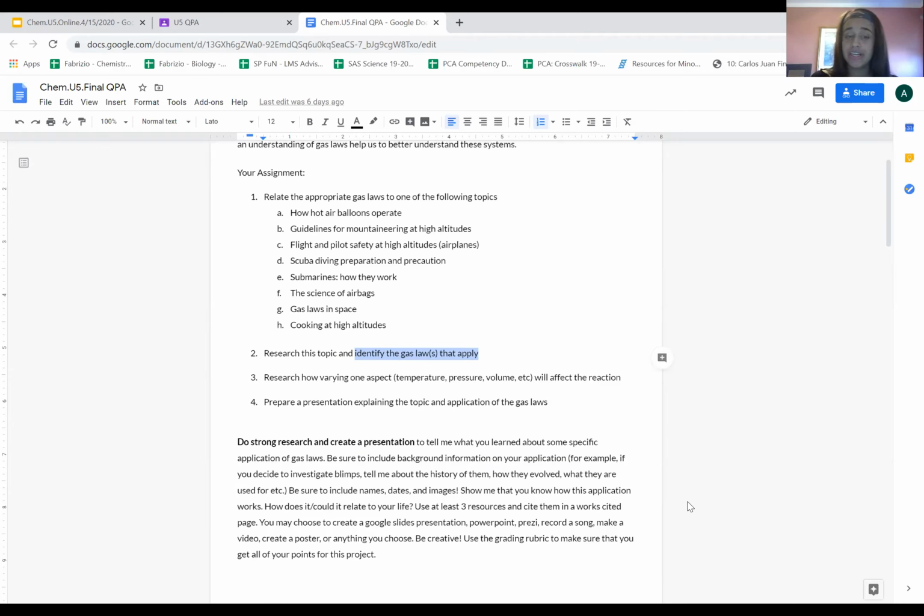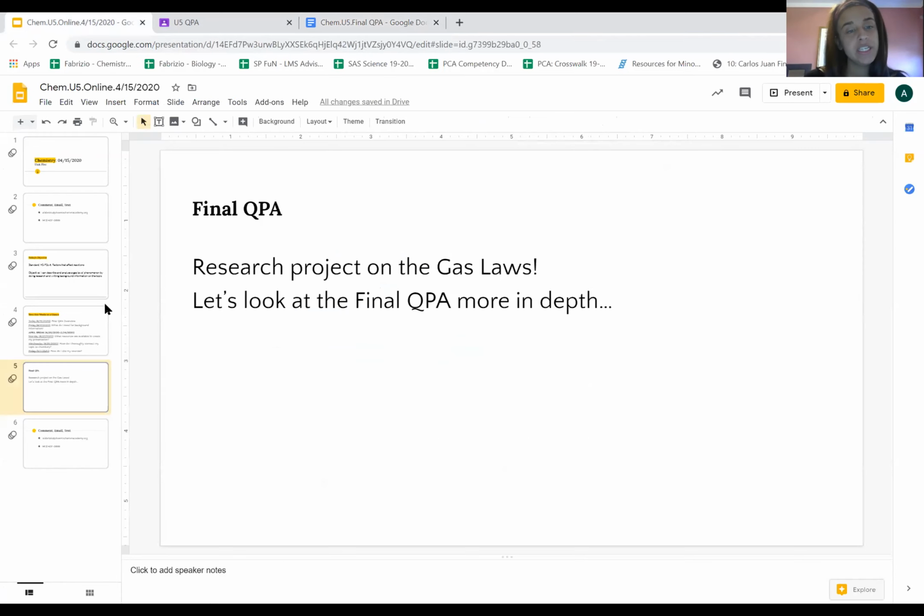Welcome back. So you should have completed up till number 2 on this first page. So you should have done research on your topic and identifying the gas laws that are applying to whichever phenomenon, so whichever factor or event that you chose that relate to the gas laws. So good job on that. You're well on your way to creating a fantastic presentation.